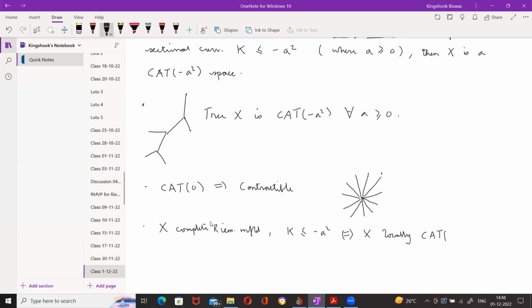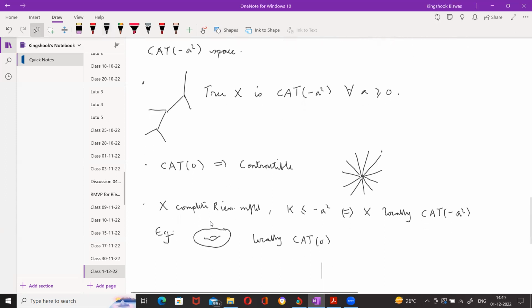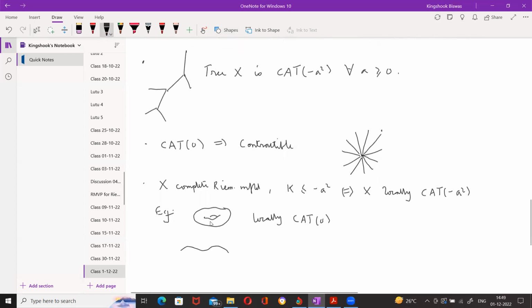Okay, so not globally, because globally it may not be contractible, right? For example, the torus is locally CAT(0), but not globally, because it's not contractible. And a genus 2 surface will be locally CAT(-1).